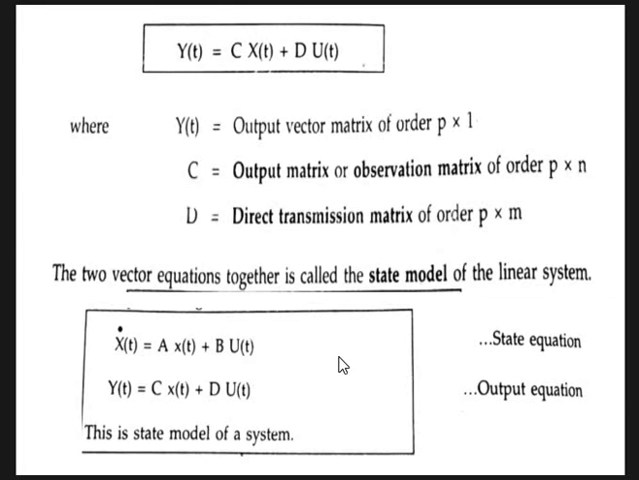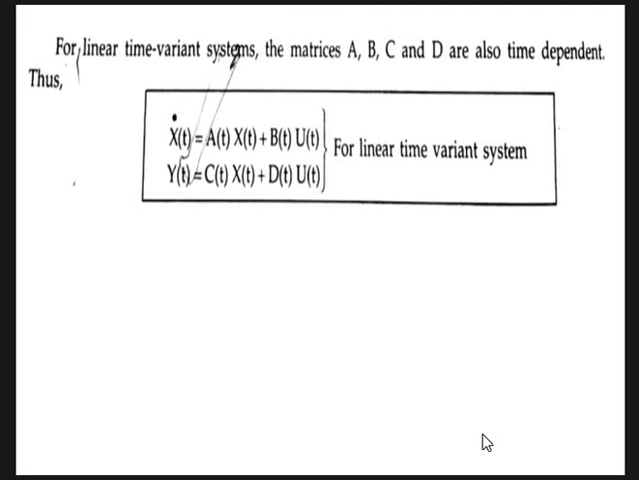If the given system is time varying, these two equations can be modified like this. So x dot of t is equal to A of t into x of t plus B of t into u of t, where the A matrix is also a function of time, the B matrix is also a function of time, and the C and D matrices are also functions of time. Then the system is called a linear time varying system.